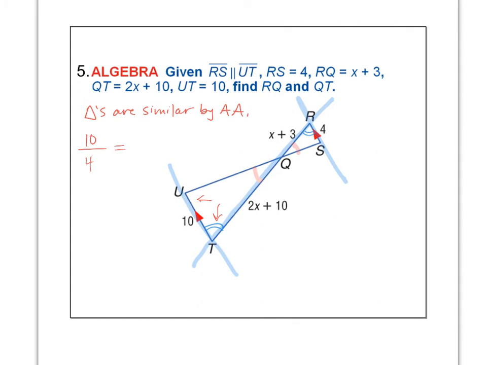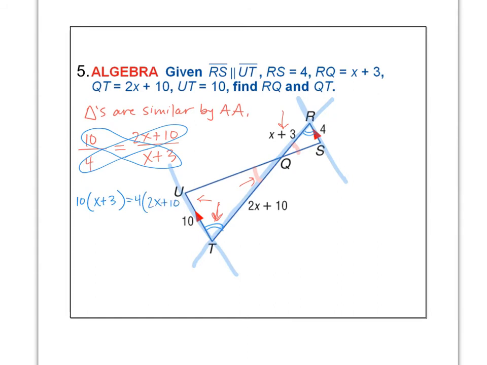Now that should be proportional to, I'm going to use the 2x plus 10 this time. Now notice the 2x plus 10 is between the double angle and the red angle. And so over here between the double angle and the red angle, I have x plus 3. So they match up. I've made my proportion. Now I'm just going to solve. So how do I solve? I'm going to cross multiply. Multiply those, multiply those. So it's going to be 10 times x plus 3 equals 4 times 2x plus 10.